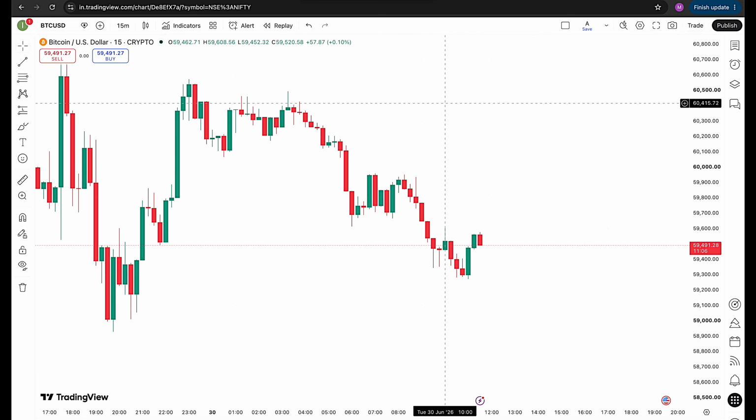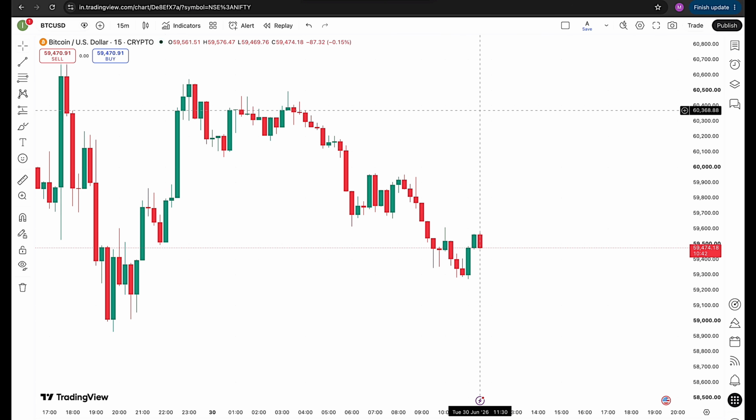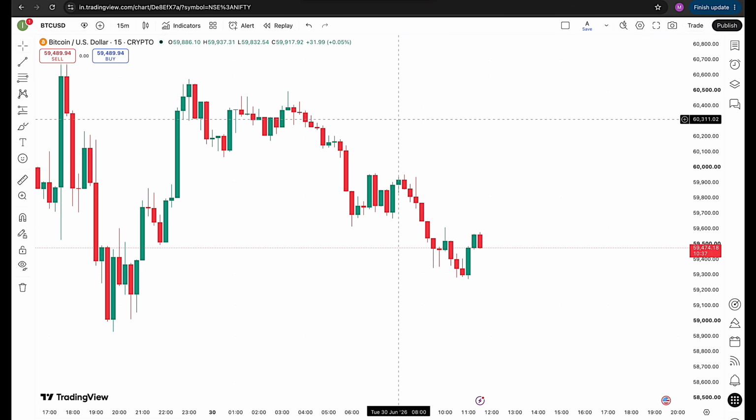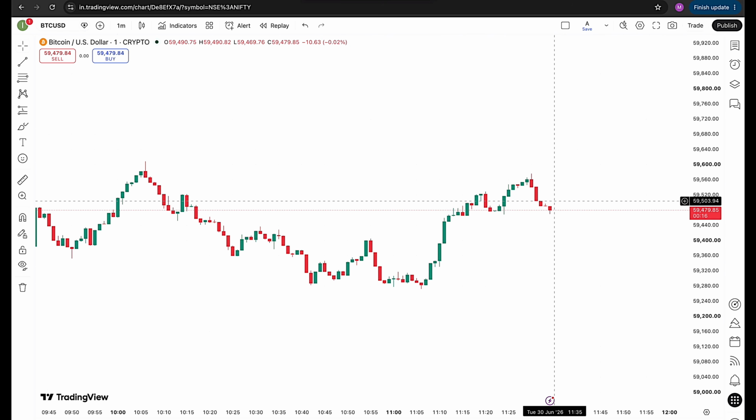So let's understand the strategy now. In this strategy, we are using the 15-minute time frame. So the first question that might come to your mind is, why are we using 15 minutes? Why not use the 1-minute chart or the 1-hour chart? We're not using the 1-minute chart because there's too much noise in it.